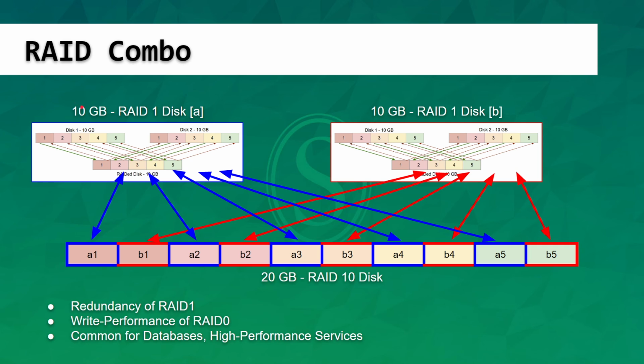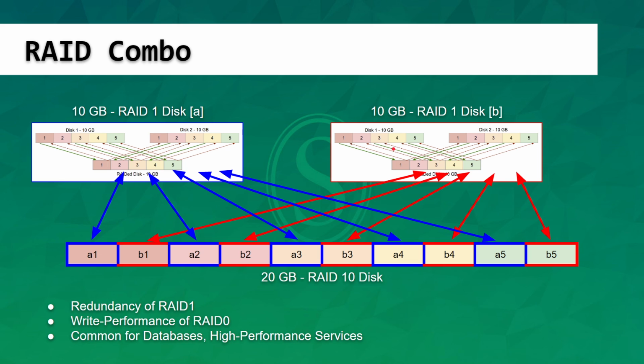You could do 2 RAID 1s. This is a RAID 10, right? So 1 is the innermost RAID. So this is a RAID 1 and a RAID 1 of two 10 gigabyte disks. So we have a RAIDed disk of 10. And then this is the 20 gigabyte RAID 10 disk that would write to each RAID 1 array back and forth.